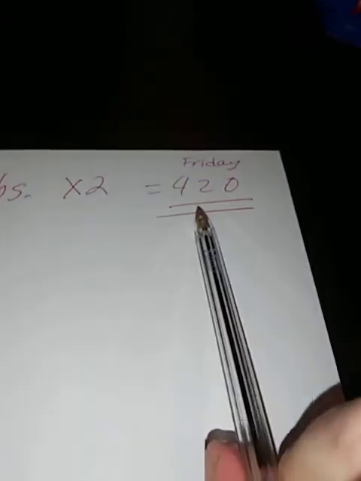Okay. So this is number 6. Thursday they sold 210 pounds. On Friday they sold twice that amount. So Friday they sold 210 times 2 is how much? Do that in your head real quick. 420. This is Friday. Okay, Friday they sold 420.